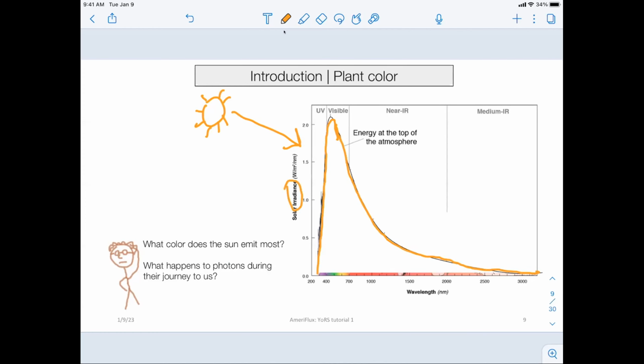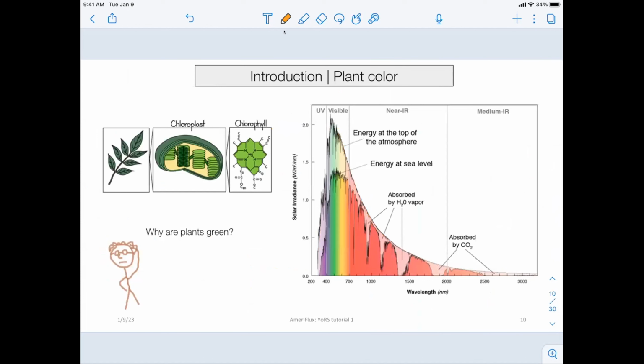And so this spectrum can give us an idea that by far the most energy coming from the sun is in the visible part of the spectrum, most likely why we've evolved to be able to see in what we call the visible spectrum. And then also why plants are green, because that's where the most light is available.